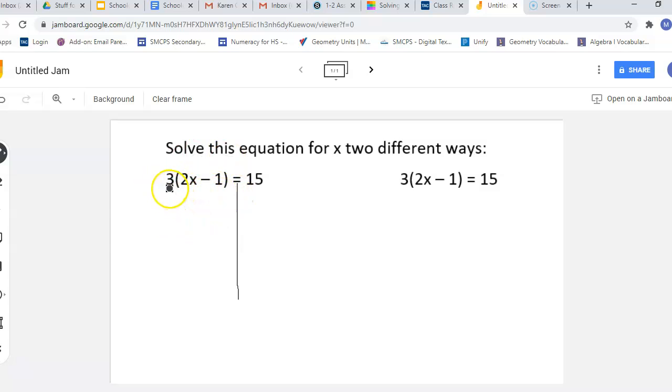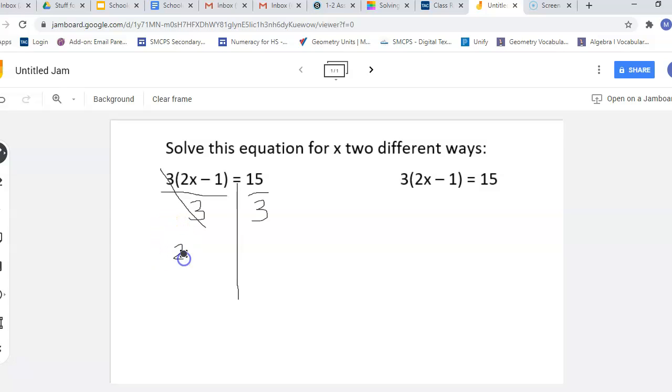We want this 3 to go away, we want the 2 to go away, and we want this minus 1 to go away. The 3 being squished up next to the parentheses here shows that it's multiplication. So if I use the opposite operation of that, what I could do is divide both sides by 3. Divide both sides by 3. That means these 3's will cancel out, and now I'm getting closer to getting x by itself on the left.